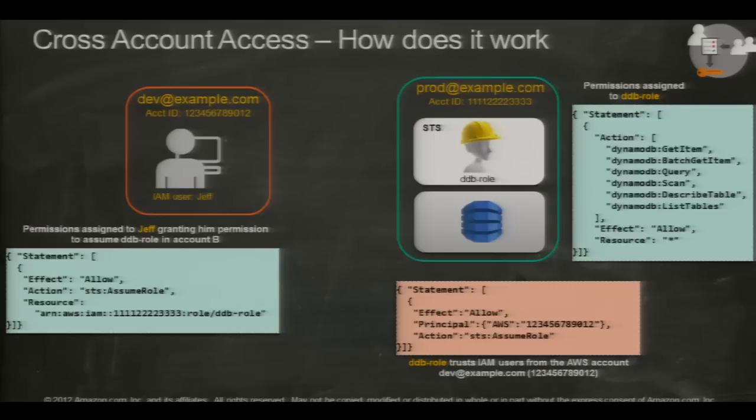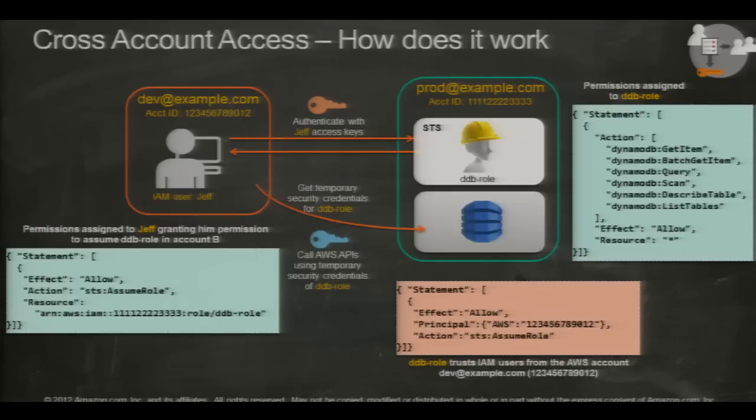What's the flow? The application Jeff has uses Jeff's long-term access keys to call and assume the role. What he gets back are the access keys for the role, or temporary access keys. He uses the temporary access keys to go in and talk to DynamoDB. So think of it as exchanging access keys from one account to another, and you're basically delegating the ability of doing this key exchange.